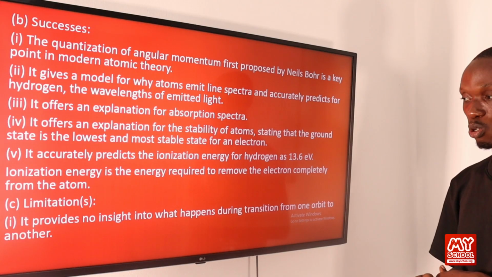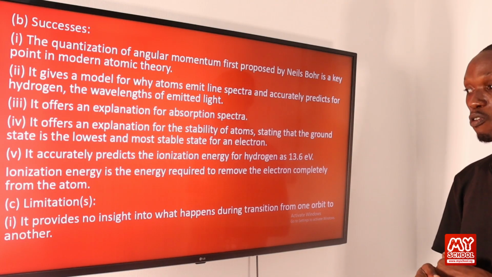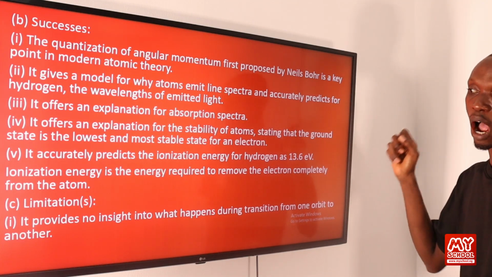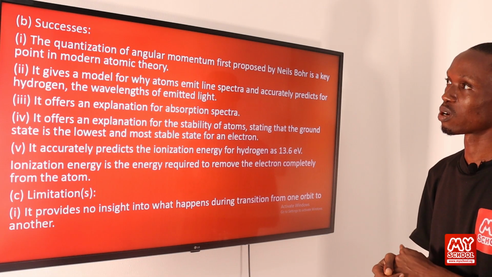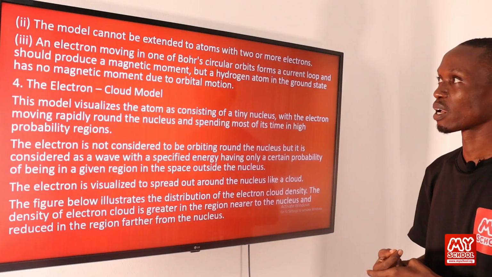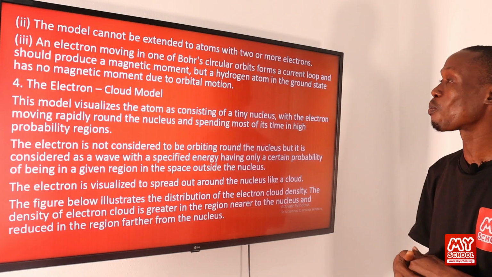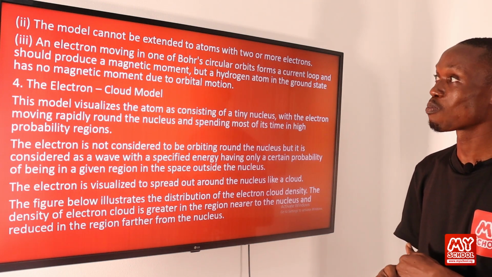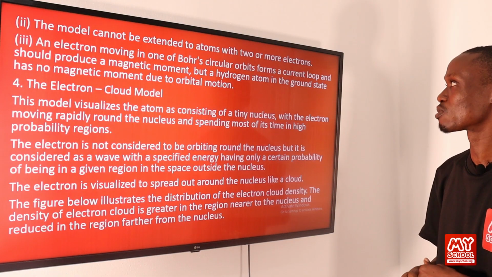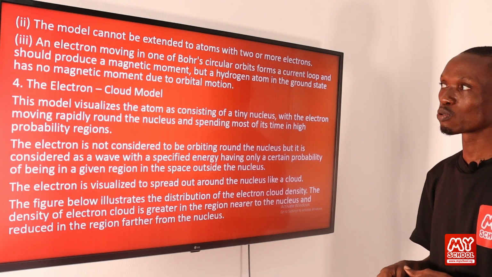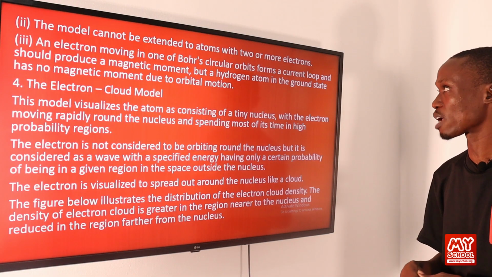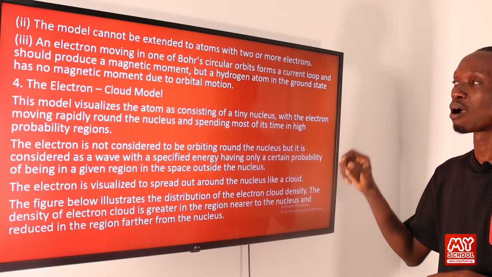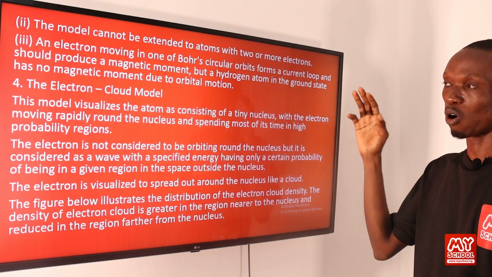Now let's look at the limitations of this model. One of them is that it provides no insight into what happens during transition from one orbit to another. Let's move to the next slide to see the remaining ones. 2, the model cannot be extended to atoms with 2 or more electrons. 3, an electron moving in one of Bohr's circular orbits forms a current loop and should produce a magnetic moment, but a hydrogen atom in the ground state has no magnetic moment due to orbital motion. So these are the limitations of his model.